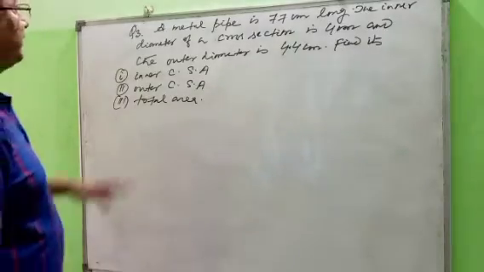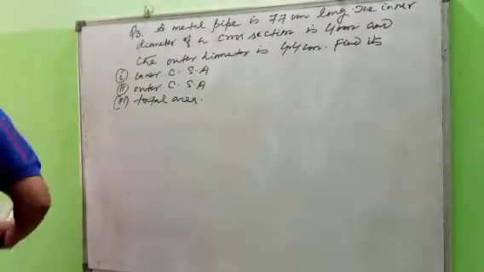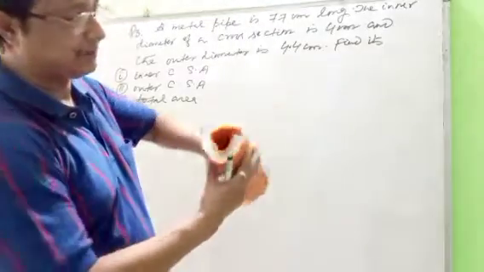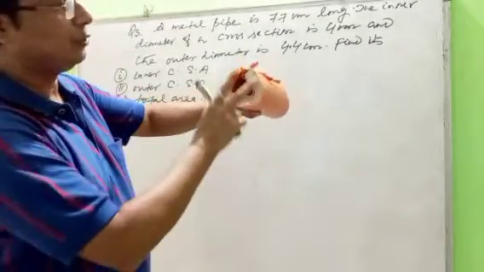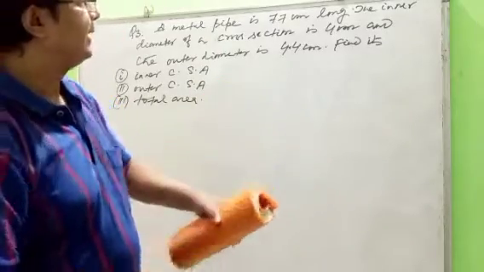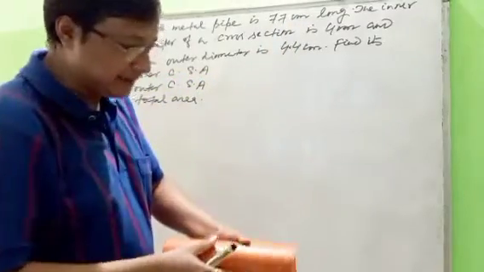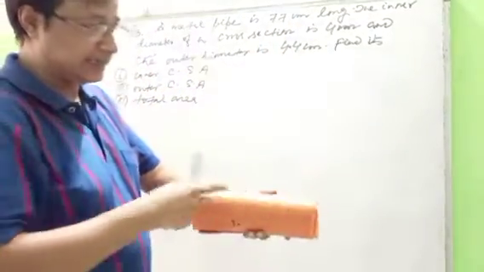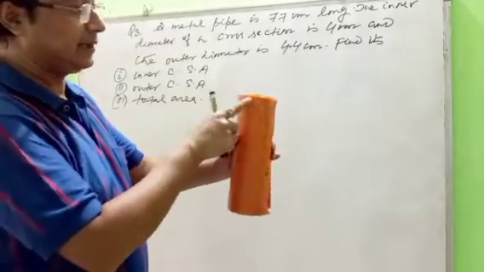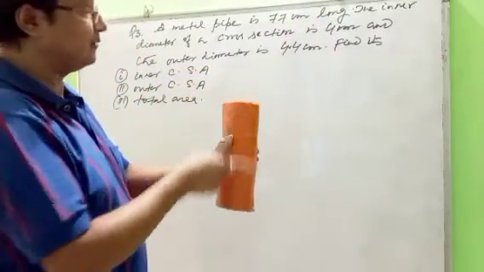Now here they have given a metal pipe that is 77 centimeter long. Let us assume that this is a pipe. Just think that this is a pipe, this is a hollow one. So the shape is a cylinder. Here the length is 77 centimeter long. Long means if you keep it this way, this will be the length, but if you keep it vertical, that will be the height. So here long means the height. This is the 77 centimeter.